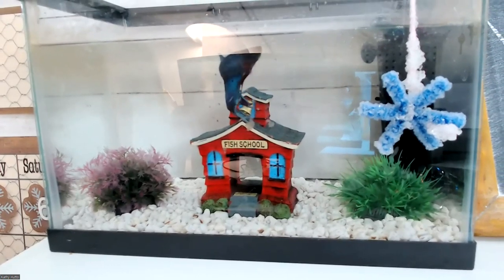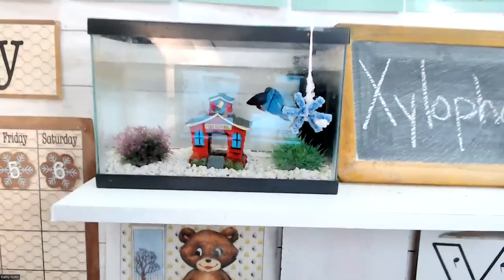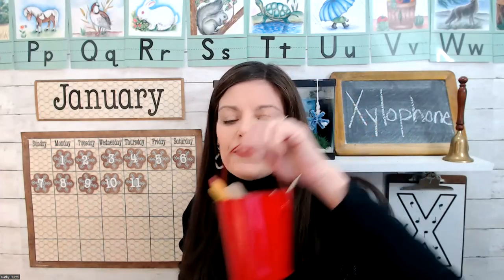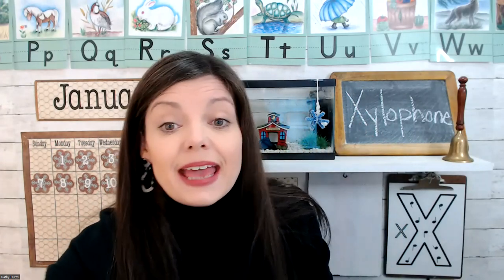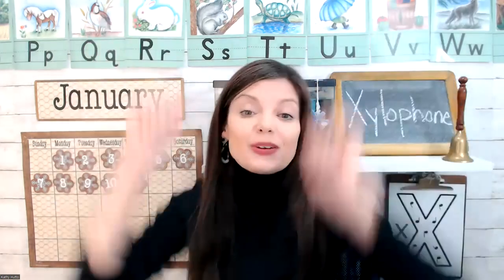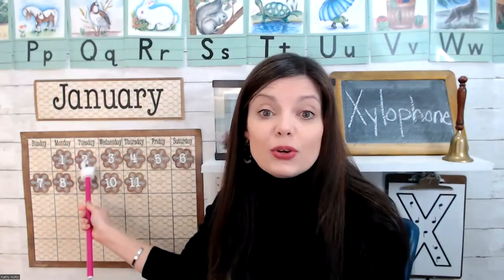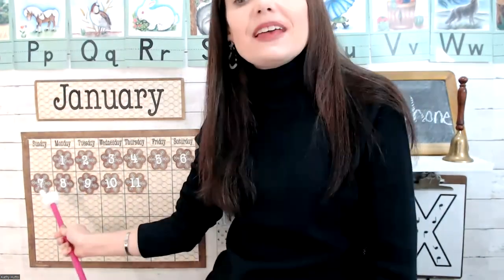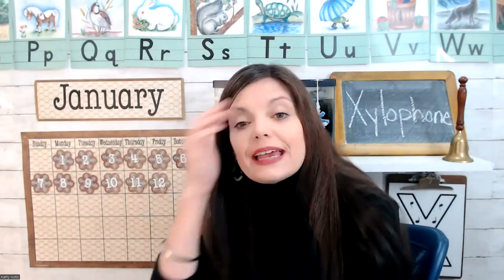Well, now that we've checked on Fred, let's zoom back out and do our calendar time together. Here we go. The month is January. How are we going to count the numbers today? Let's reach into our pail and check. Up and down. So you can stand up and sit down as we count, or you could put your arms up and your arms down if you'd rather do that. Are you ready? Okay. One, two, three, four, five, six, seven, eight, nine, 10, 11, 12. Today is January 12th.